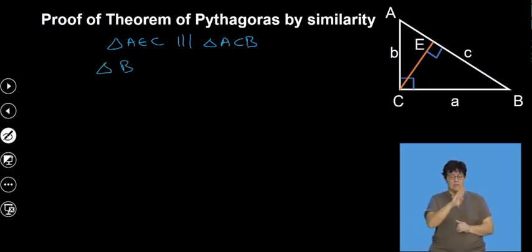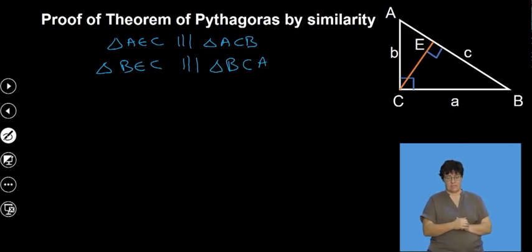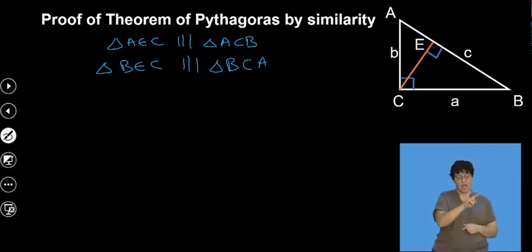Triangle BEC, which was similar to triangle BCA. Good. Then we're going to use this to show that the square of the longer side is equal to the sum of the other squares.